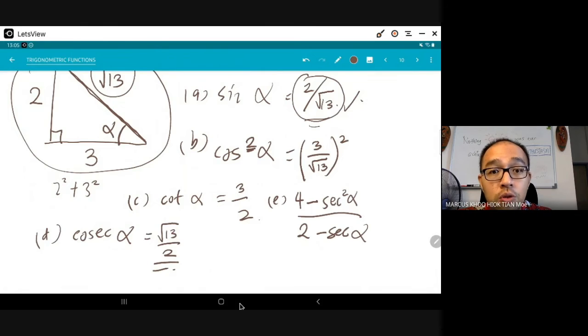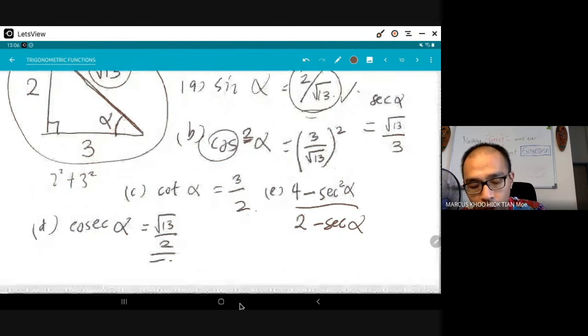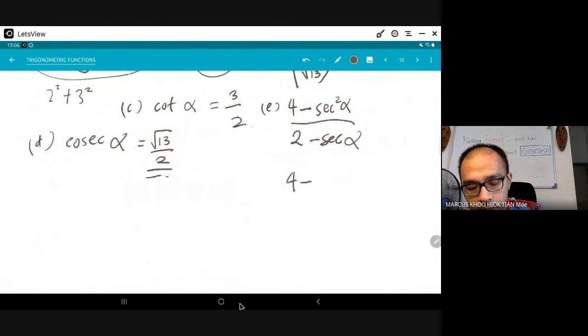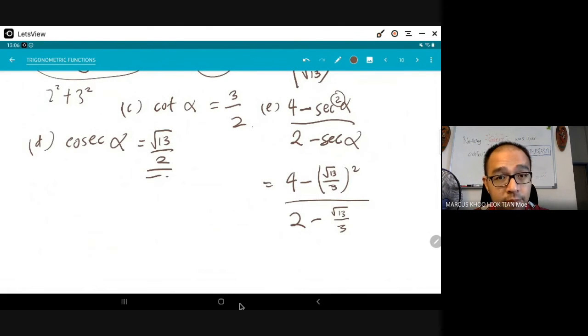Okay, a couple of ways to do this. You can do it the easier way, which is to find secant alpha first. Secant alpha is the opposite of cos alpha, so it will be square root 13 over 3. So you can put the square root 13 over 3 inside here lah. You will get 4 minus square root of 13 over 3, the whole thing squared, over 2 minus square root of 13 over 3, then you simplify. Okay, you can do that.